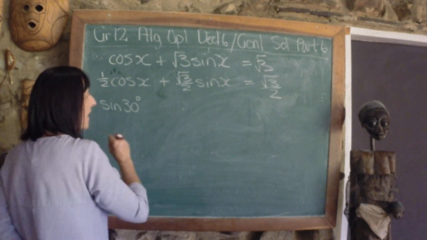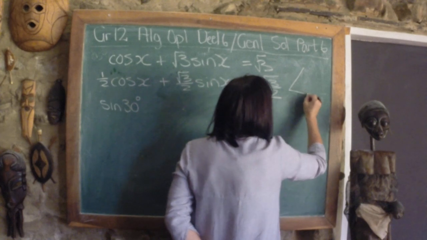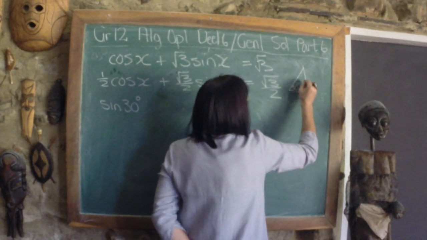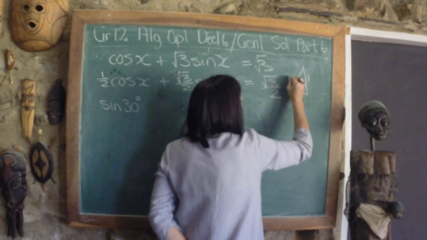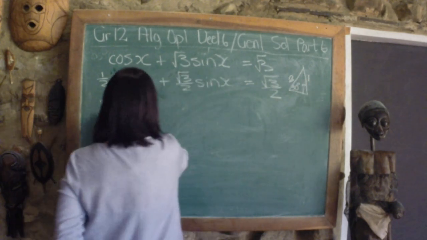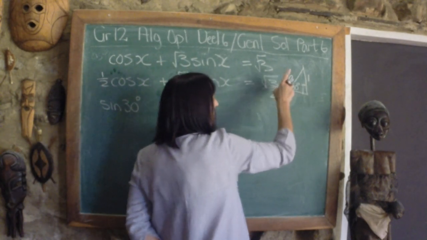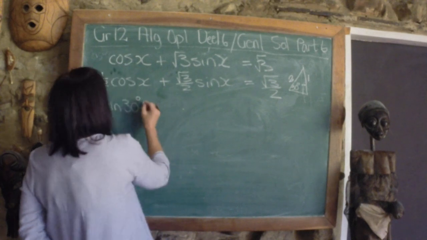Because if you think back to your little special angles, if you've got a 30 degree over there, it's opposite on hypotenuse, and that gives you a half. So the sinus of 30 is opposite on hypotenuse. Cos of x.